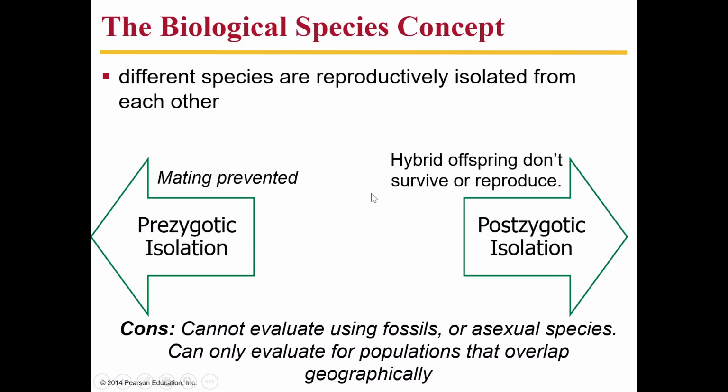One of the cons of the biological species concept is that you can't evaluate it using fossils or asexual species. Some species reproduce via just budding, and you also can't evaluate for populations that don't overlap geographically. Okay, so there's two species of walruses that live in the northern America, Canada area. There's the eastern and the western walruses. Literally, they live on the coasts. So ones that live off the coast of Maine and areas around there, ones that live way over on the west near Alaska. The issue is that we can't actually determine whether they are different species using just the biological species concept, because they're geographically isolated.